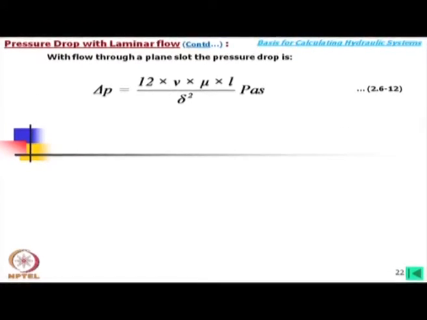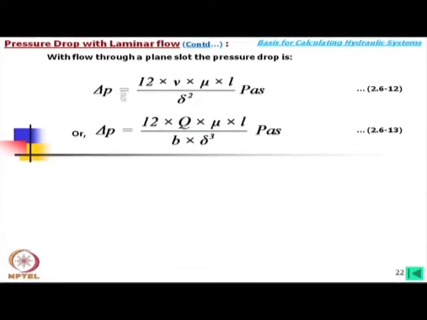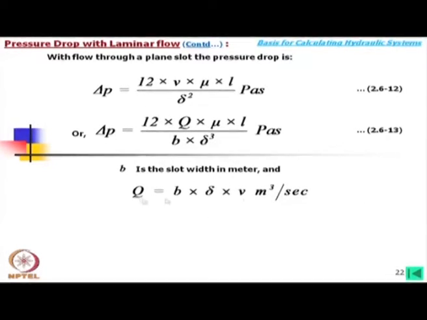With flow through a plane slot, now we have considered a slot. In that case, this is the slot height, and in terms of flow rate this equation is converted into that, where B is the slot width in meters and Q is given by this. Here the area is B into delta. This is the slot height, this is the width B, and this is the velocity of the fluid.